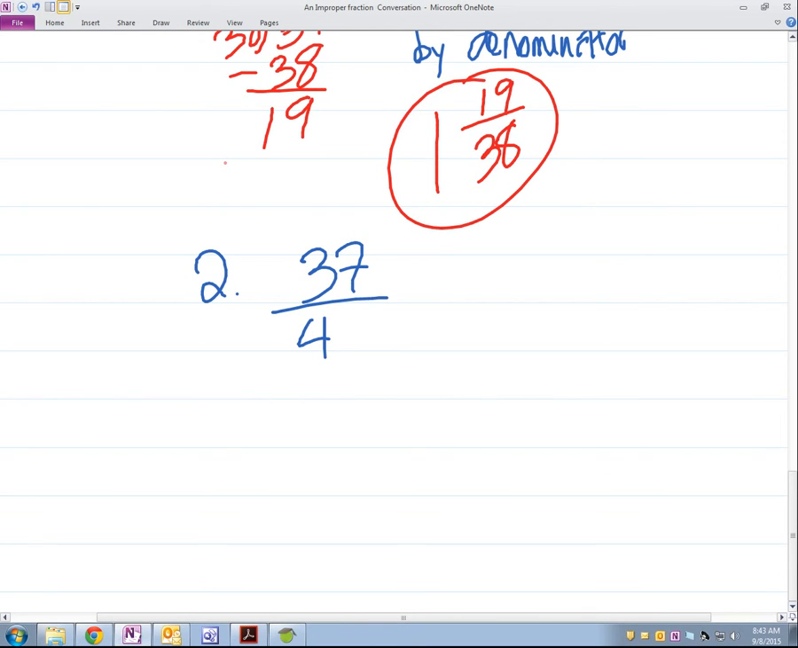So now I have 37 divided by 4. It does not go into that because it's 3, so I just have to find out how many times 4 goes into 37. Yeah, 9. And that is 36. 27, 36.